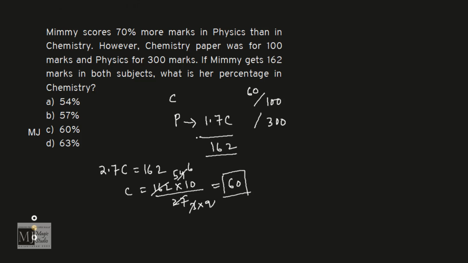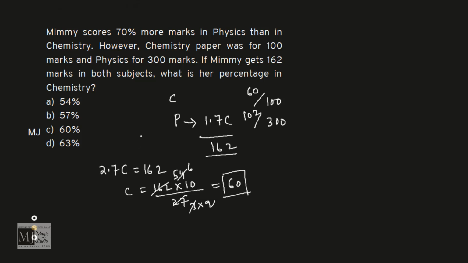So C scores 60 out of 100. And 70% more. 70% of 60 is 42. So physics score is 102. Done. Percentages, fractions, convert into decimal and then solve. This makes this sum really very easy and interesting to solve, isn't it?